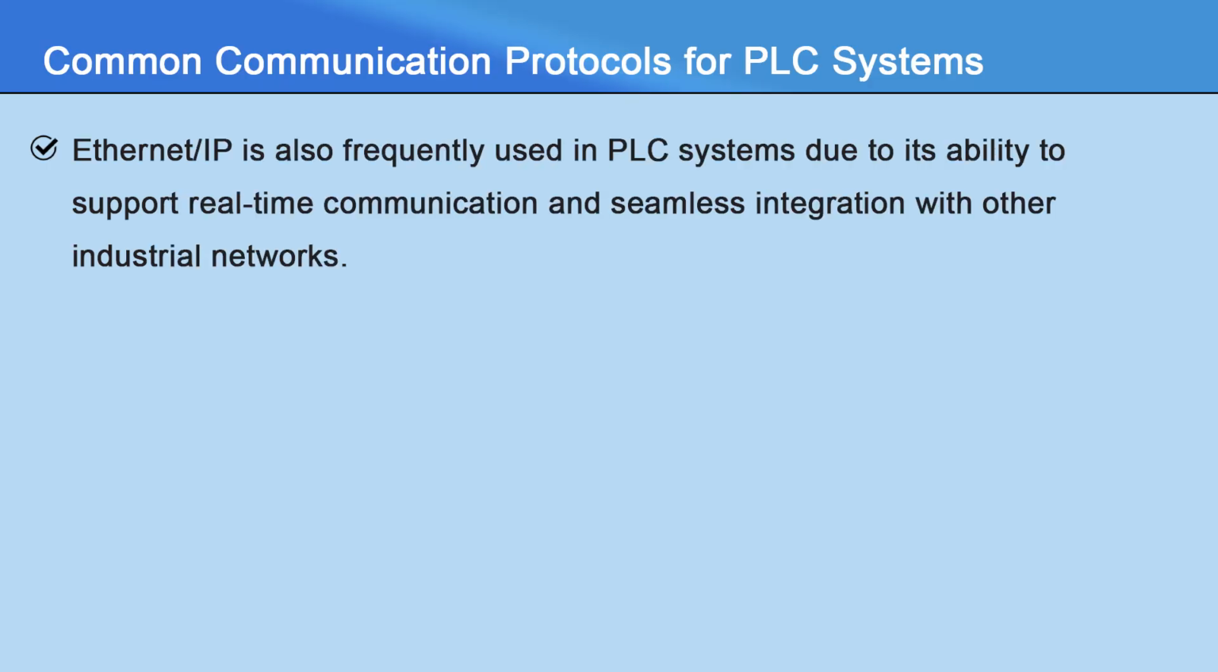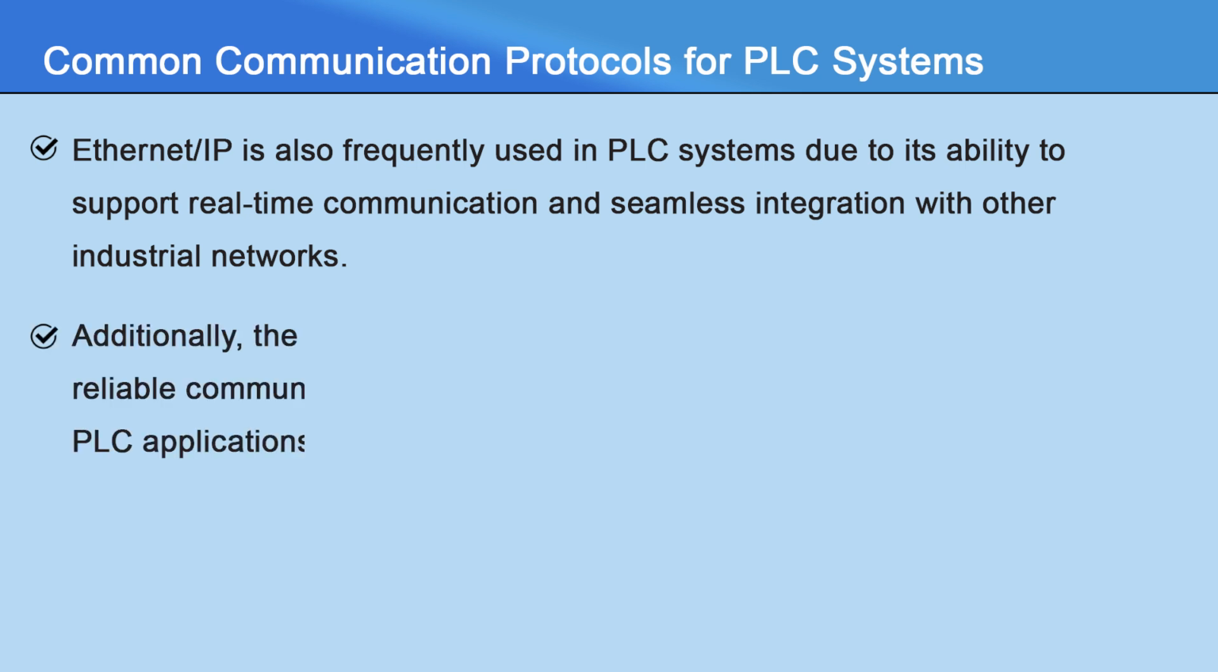This is an open source protocol which is widely supported and allows for easy integration with a wide range of devices. Another popular protocol is Profibus, which is known for its high speed communication and robustness in industrial environments. EtherNet/IP is also frequently used in PLC systems due to its ability to support real-time communication and seamless integration with other industrial networks.